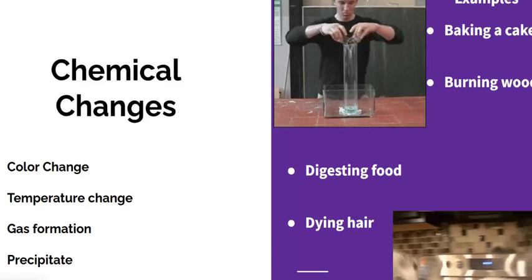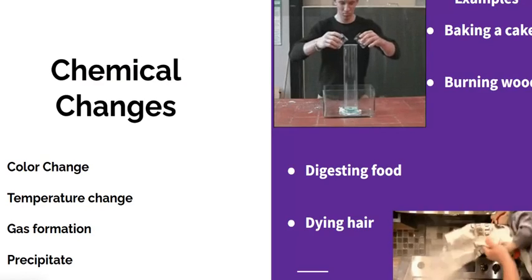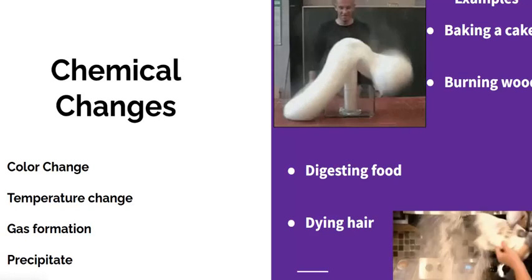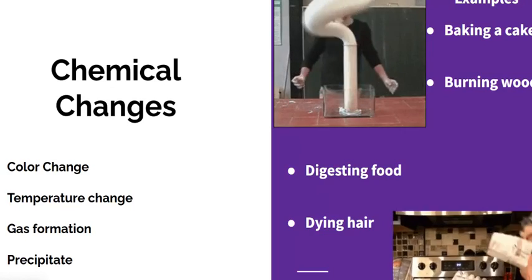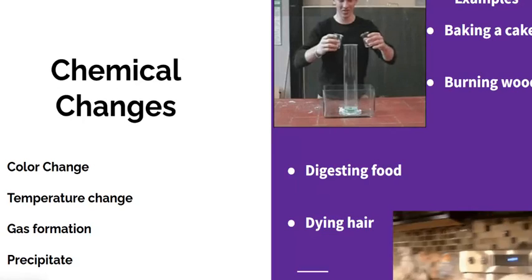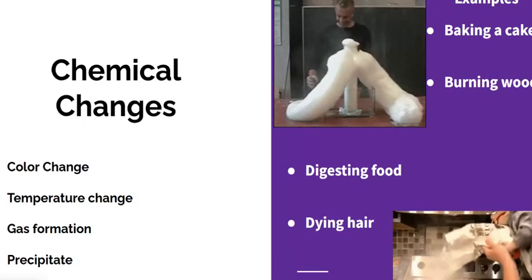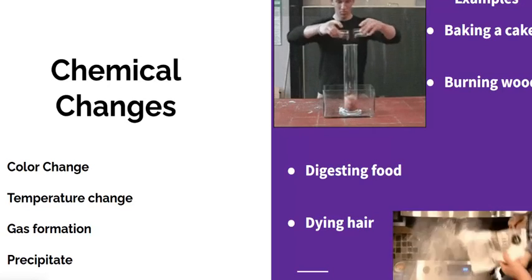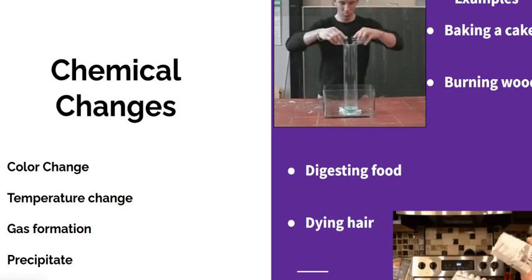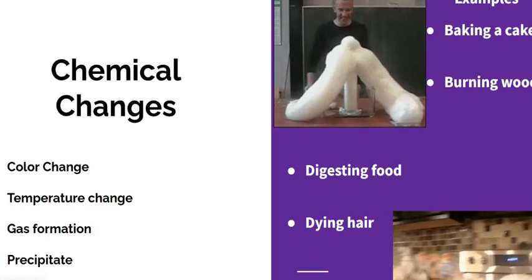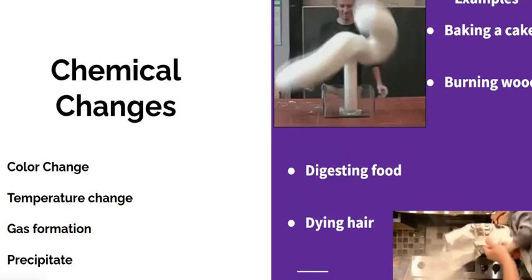Chemical changes, on the other hand, result in the formation of a new substance. Some examples of chemical changes involve things like color change, temperature change, the formation of a gas or a precipitate. These are things we'll look for in the lab. Some examples of chemical changes are baking a cake, burning wood, digesting food, dyeing or coloring your hair. These things all result in the formation of a new substance.